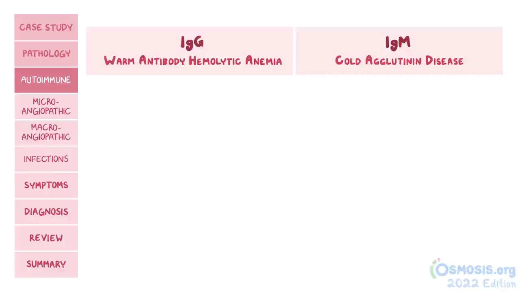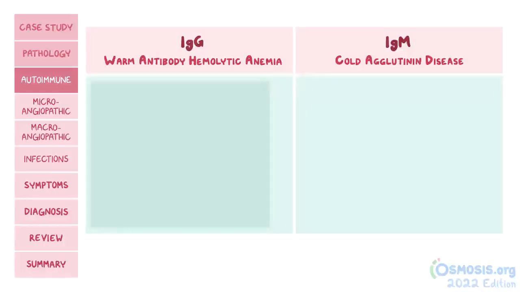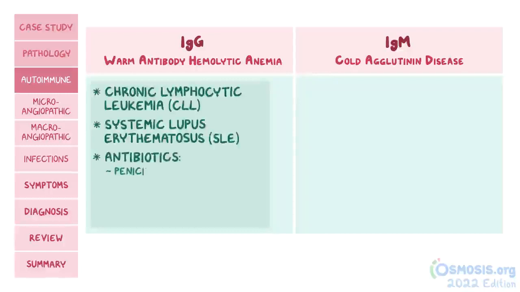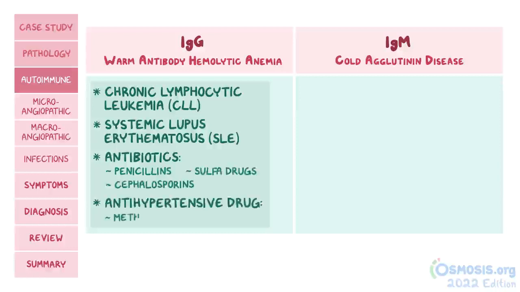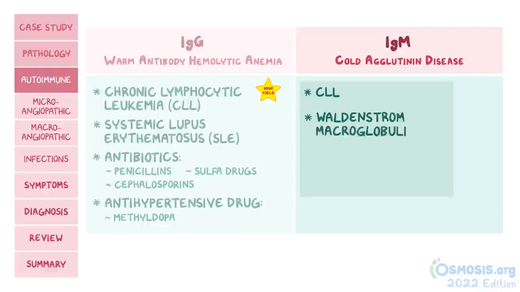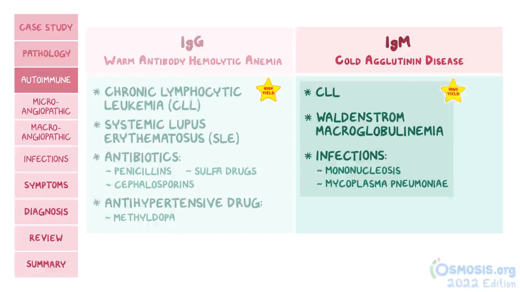Warm antibody hemolytic anemia is typically seen in chronic lymphocytic leukemia, or CLL, as well as systemic lupus erythematosus, or SLE, and with the use of antibiotics like penicillins and cephalosporins, sulfa drugs, and the antihypertensive drug methyldopa. Cold agglutinin disease is often seen in CLL, Waldenstrom macroglobulinemia, and a rare type of malignant lymphoma, and infections like infectious mononucleosis and Mycoplasma pneumoniae infections.